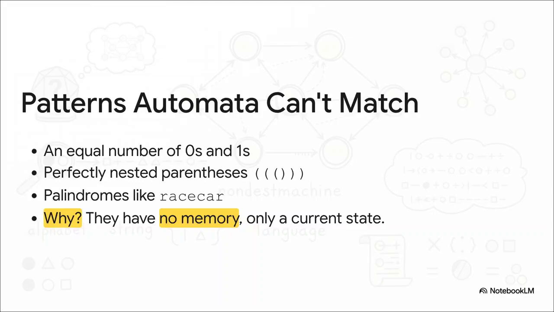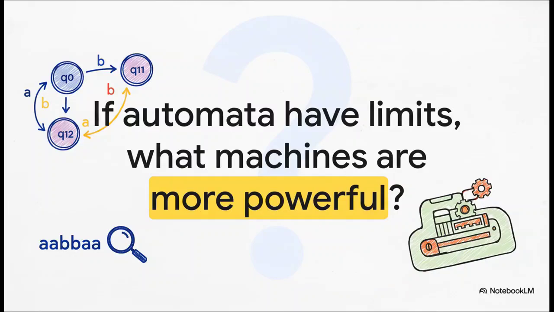And here's the crucial point. A finite automaton has no memory. It only knows what state it's in right now. It is fundamentally, beautifully forgetful. So the elegant, memoryless machine that powers your text search is defined by its greatest strength, which is also its greatest weakness. It has no memory. And that leads us to our final big question. If the limit of this machine is that it can't remember, what happens when we build a machine that can?